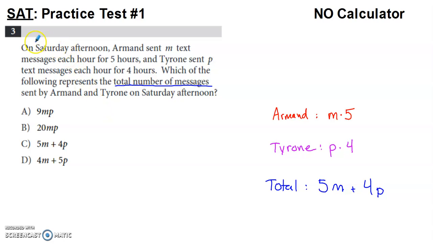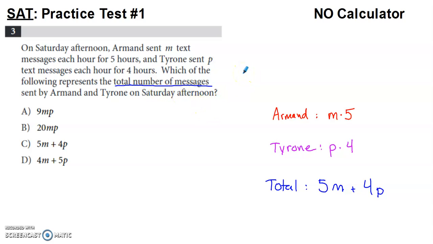There's a little reading to do in this one. So they tell us on Saturday afternoon, Armand sent M text messages each hour for 5 hours. Tyrone sent P text messages each hour for 4 hours. Which of the following represents the total number of messages sent by the two of them on Saturday afternoon?